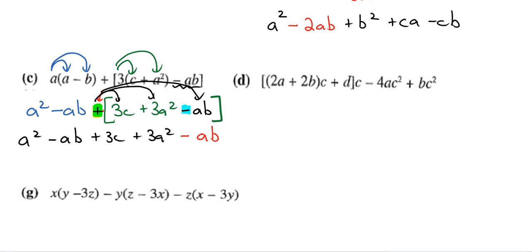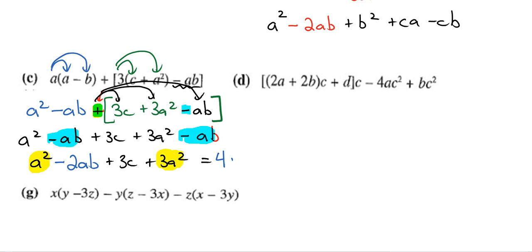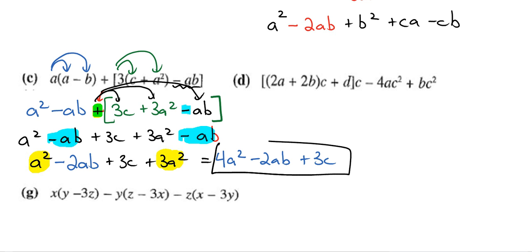Okay, and then you want to collect your like terms, and I have a like term right here, negative ab and negative ab, so that's going to give you negative 2ab, and then you can bring down everything else, a squared plus 3c plus 3a squared, and you can also combine these two terms, the 3a squareds and the a squareds. So a squared plus 3a squared, that's going to give me 4a squared minus 2ab plus 3c. So this is my final answer there for part C.